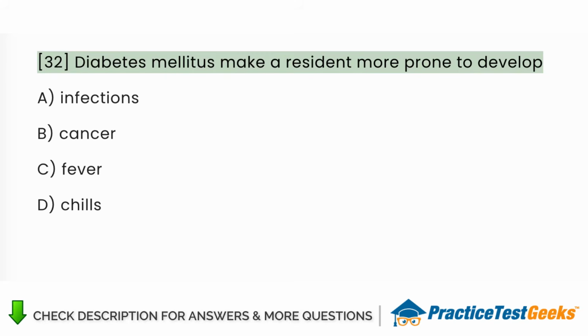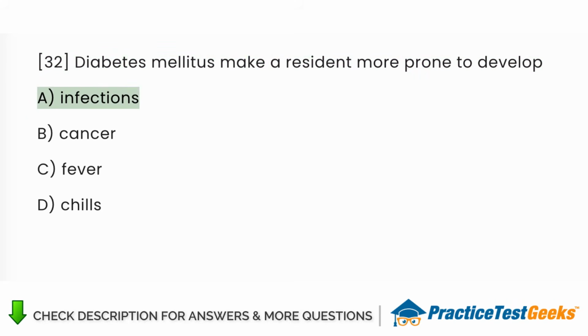Diabetes mellitus makes a resident more prone to develop A. Infections. B. Cancer. C. Fever. D. Chills.